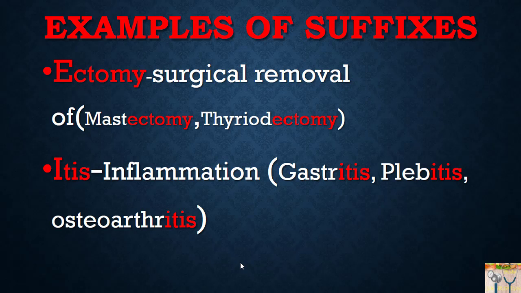Examples of suffixes and their meaning with examples. Ectomy means the surgical removal of. We have mastectomy. Thyroidectomy, that is the removal of the thyroid. Itis means inflammation. We have gastritis, inflammation of the stomach. Phlebitis, inflammation of the vein. Osteoarthritis, inflammation of the bone and the joints.